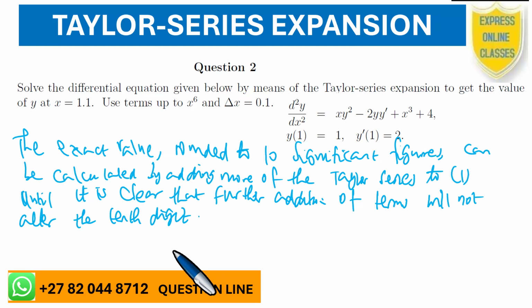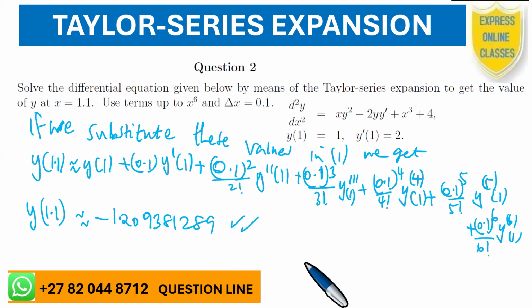These four terms are enough, and so obviously we've got the answer. What is the answer to the problem? The answer to the problem is this one: use the terms up to x to the power 6 to solve the differential equation below by means of the Taylor series expansion to get the value of y at 1.1. That is the answer.